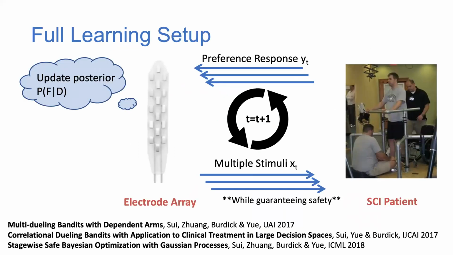So here's the full learning setup, where we apply multiple stimuli while guaranteeing safety, and then we get a preference response. So which stimulus is more preferred out of the ones that were chosen. We don't get an absolute value. We only get a relative pairwise preference response. We update our posterior and we repeat. So this is the setup of this Bayesian optimization setting.